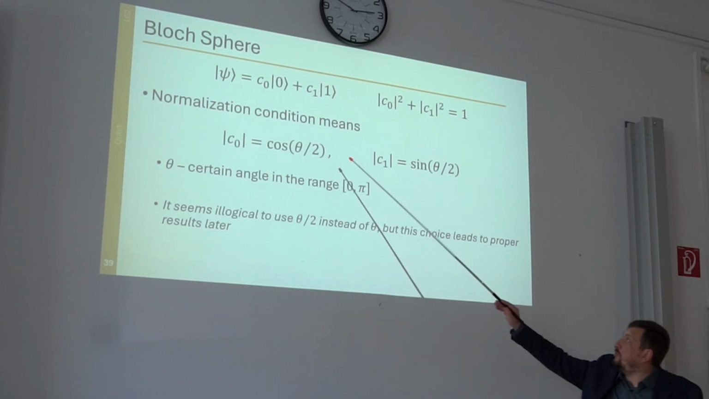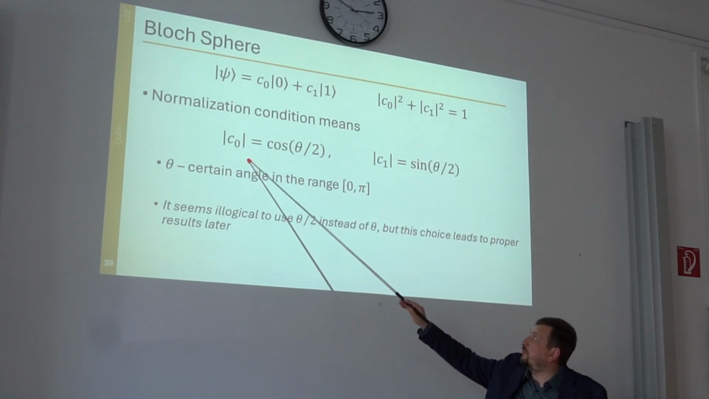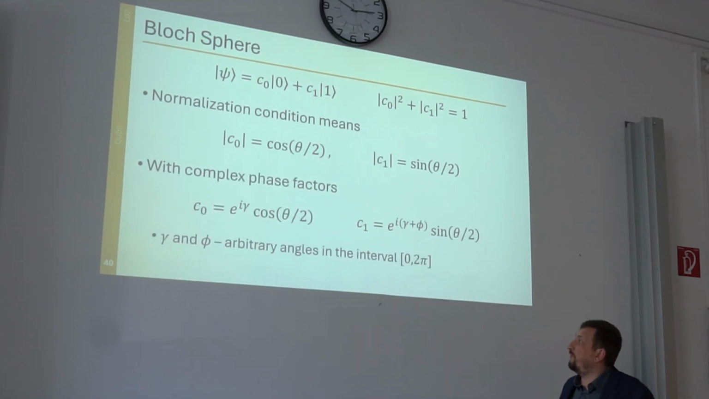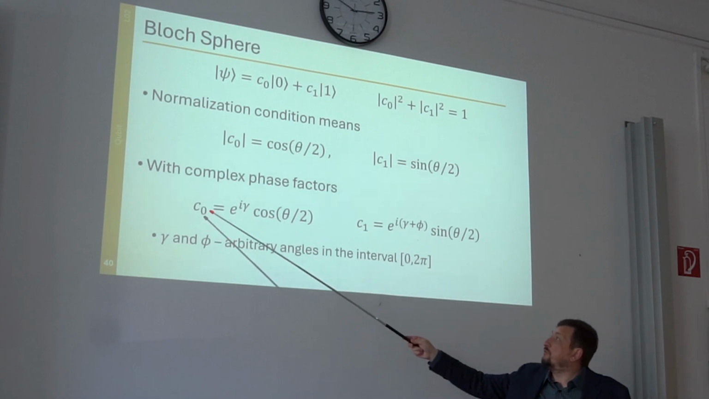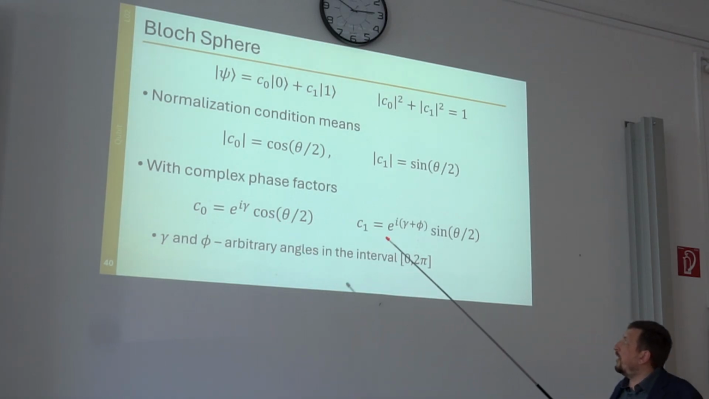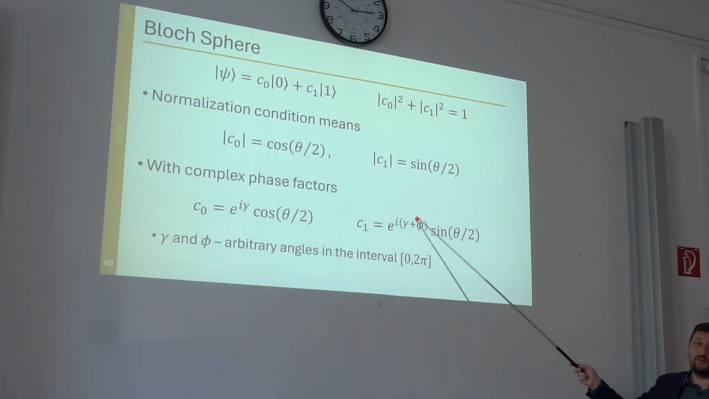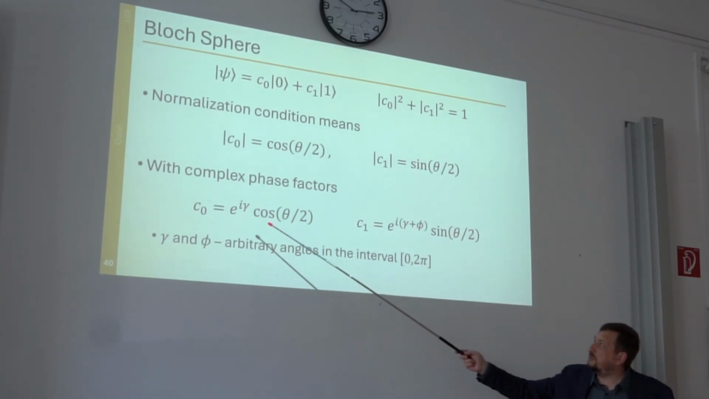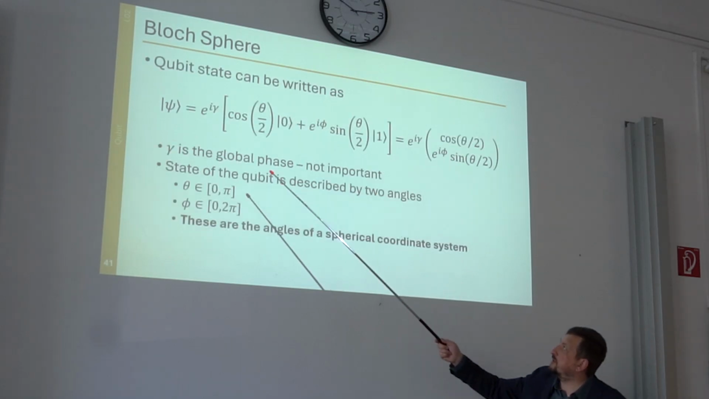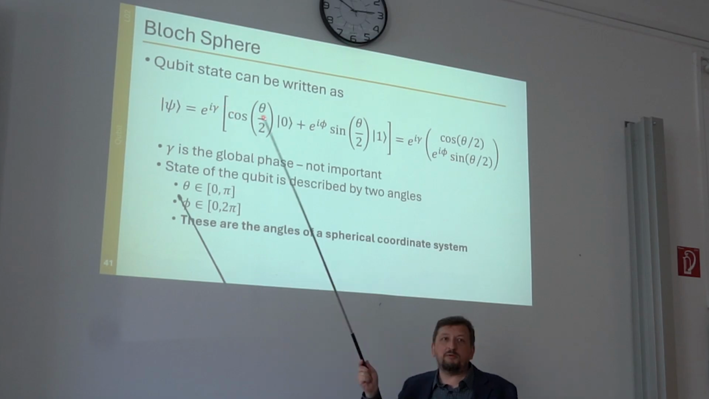Okay, so if I am using such notation, this is the absolute value, but I also have phases here, because these are complex numbers. If I include phases, I can write C0 as some phase factor times the cosine, and C1 as another phase factor times the sine. In this other phase factor, I write the same gamma plus something different. Why do I use the same gamma? Because when I combine it, I will have a global phase e to the i gamma that I can neglect, because I know that it is not physical.